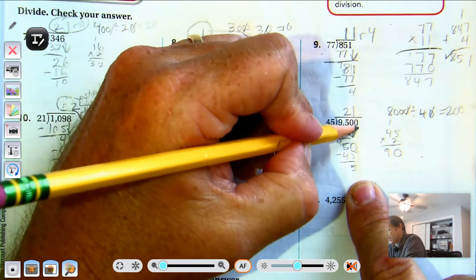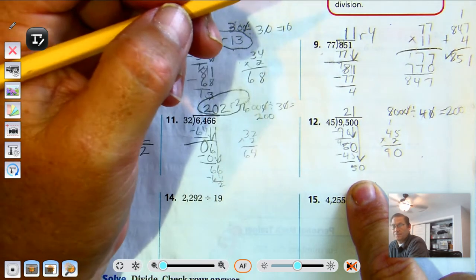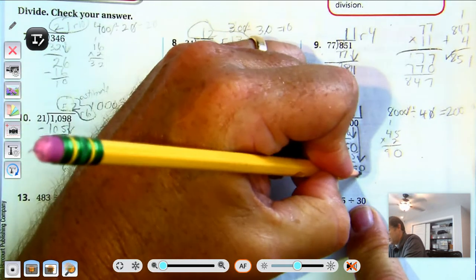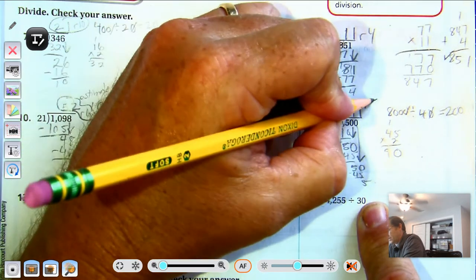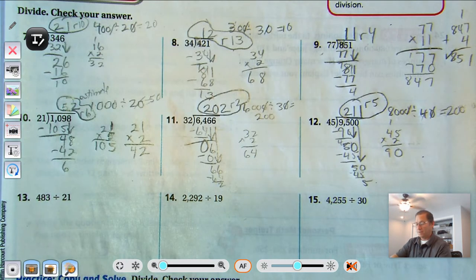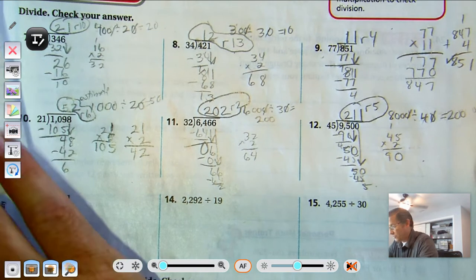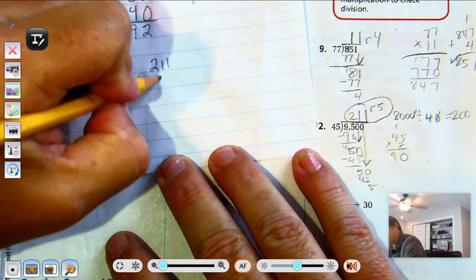So 5 tens, trade those for 51s. Bring down the 0 ones. And again, it's 1. Subtract. We're going to be left with 5. So 211, remainder 5. Okay, so let's try that. 211 times 45.